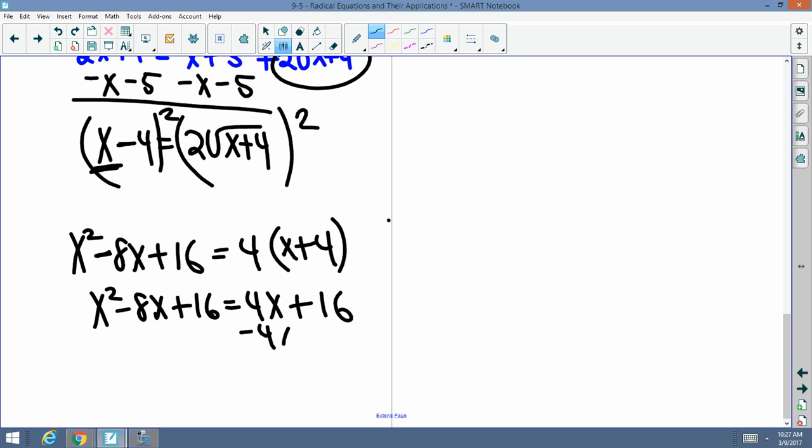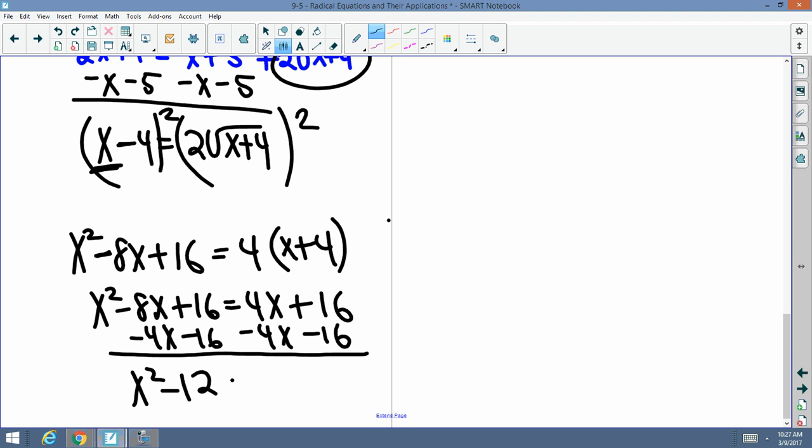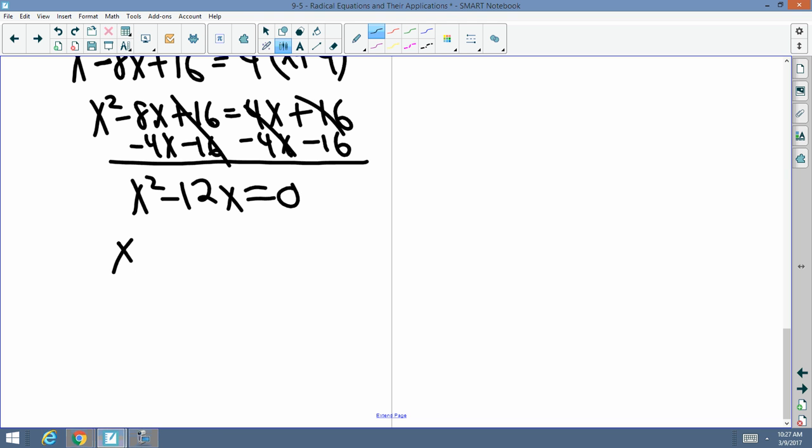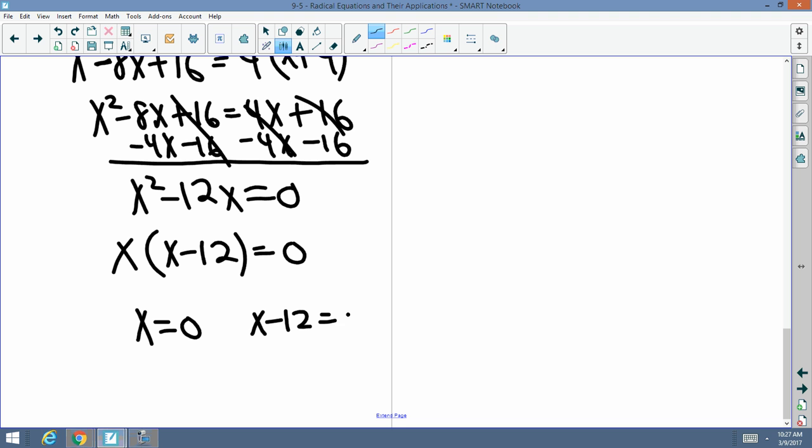Subtract the 4x, subtract the 16. x squared minus 12x, the 16's cancel, equals 0. I can factor out an x, which gives me x times x minus 12 equals 0. Zero product property: x equals 0, and x minus 12 equals 0. So x equals 0 and 12.